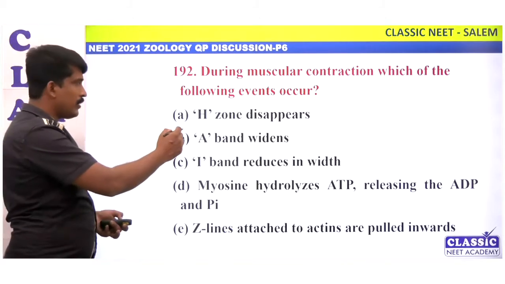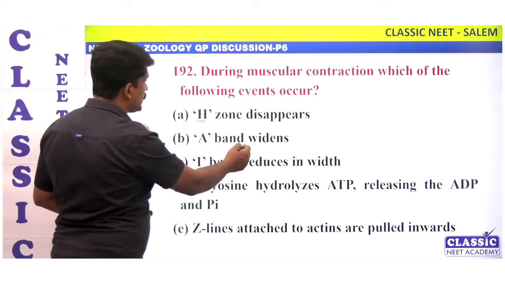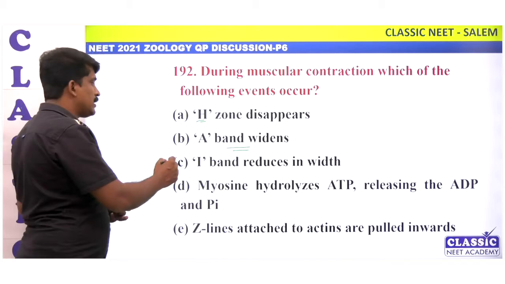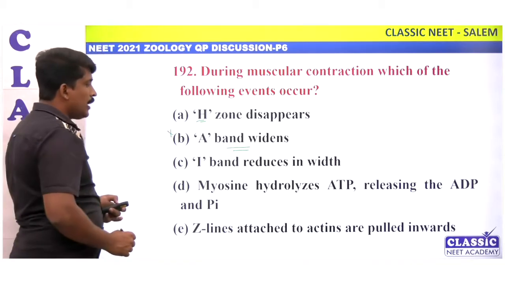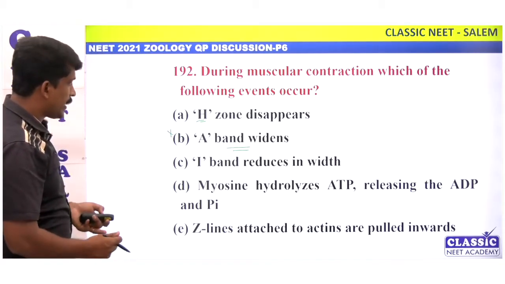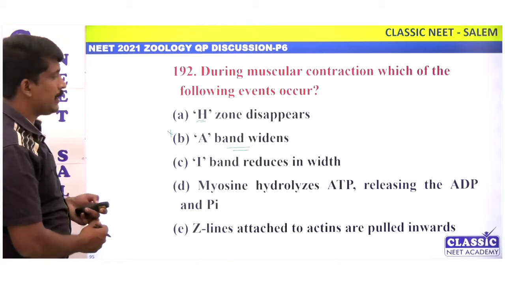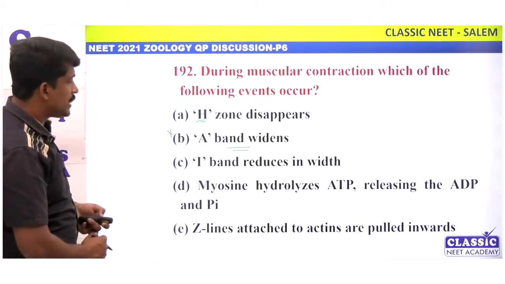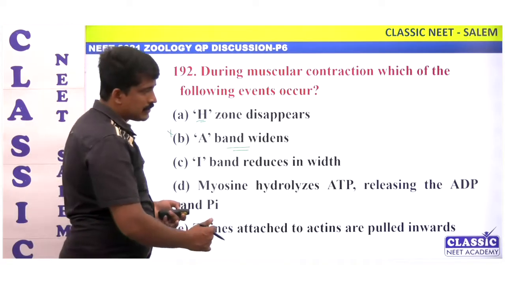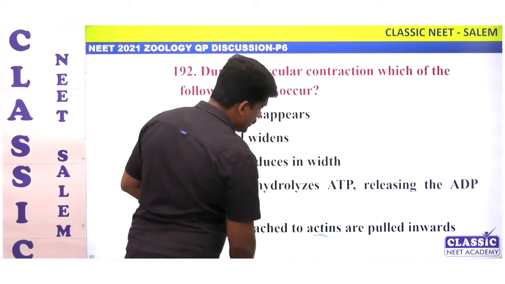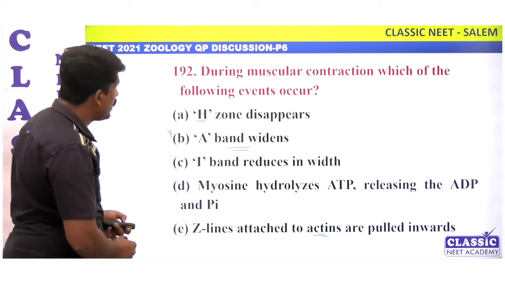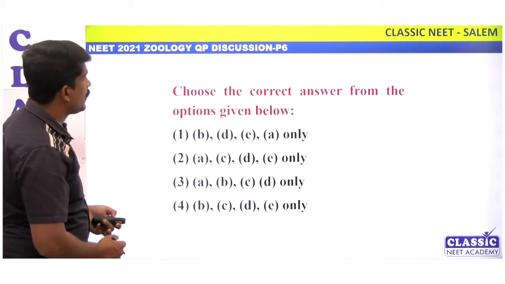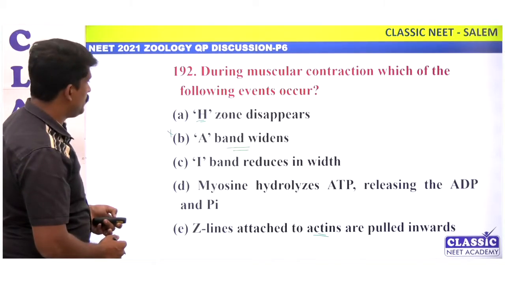Now, H zone definitely disappears. A band widens. Actually, it is the entire length of the myosins and nothing happens to this A band. I band reduces in width, correctly given. Myosin hydrolyzes ATP, breaks ATP, very good, to provide the energy. Z lines attached to actins are pulled inwards is also correct. Then only the sarcomere will be contracting. So the option, yes, given. The correct answers except this B, I think.